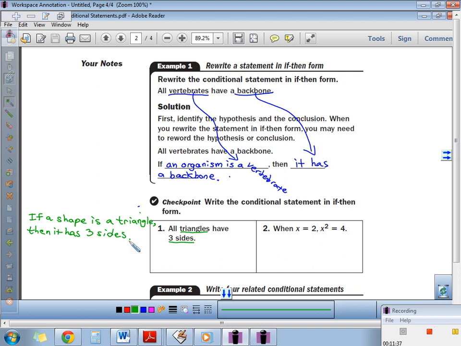On number 2, it says, when x equals 2, x squared equals 4. It tells you what should be in your hypothesis and what should be in your conclusion. You're basically just rewriting it with if and then. So I'm going to save us a little time and just do this. If x equals 2, comma, we're going to insert this word, then x squared equals 4. That's a quick, simple answer.